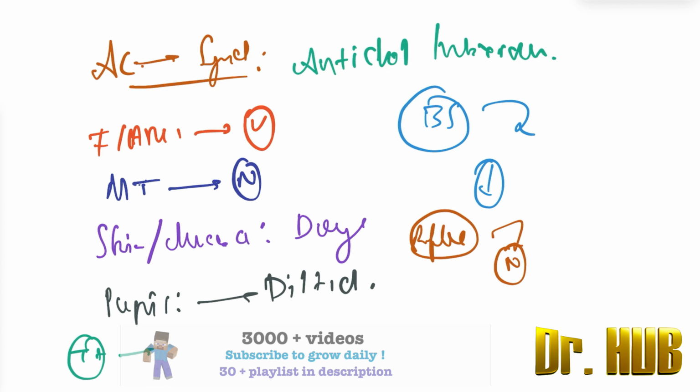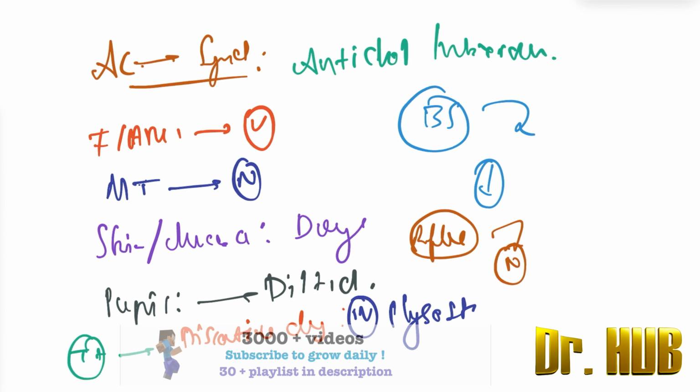Next we will look at the treatment. In anticholinergic syndrome, we discontinue the drug, and we also administer IV physostigmine.